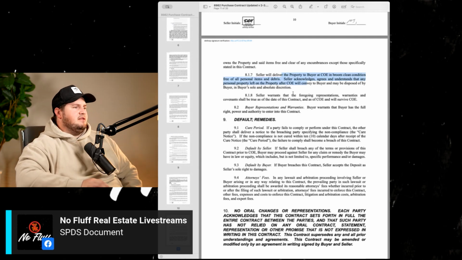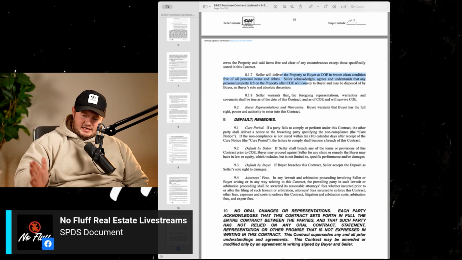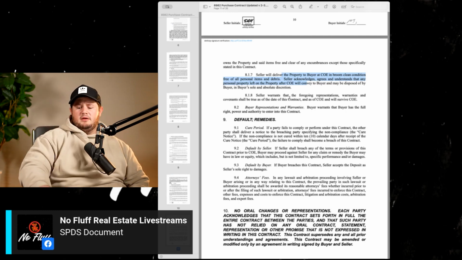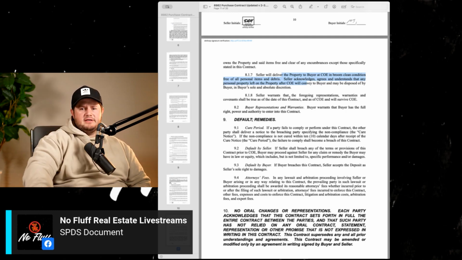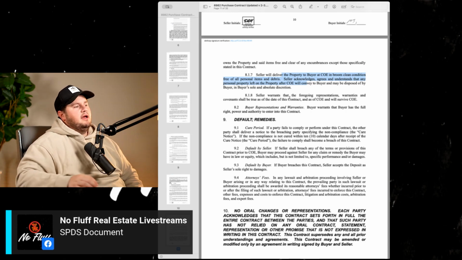Seller warrants that the foregoing representations, warranties, and covenants shall be true as of the date of this contract. So everything that I say is true as of the day that I sign this. If something weird pops up that I did not take into account between now and close of escrow, like a lien or something, I'm letting you know right now everything that I know about, right? And that's what that warrants.